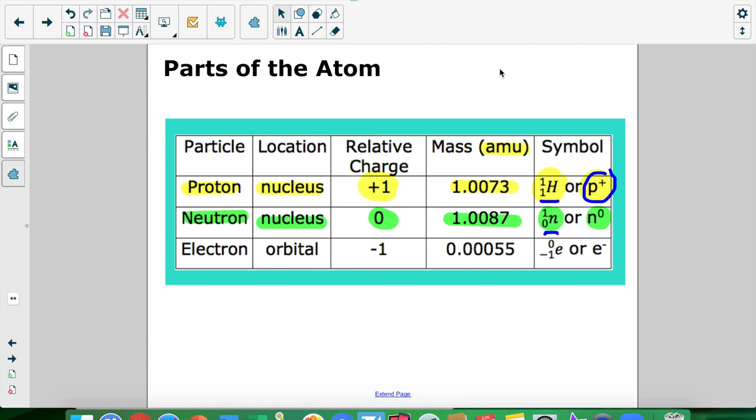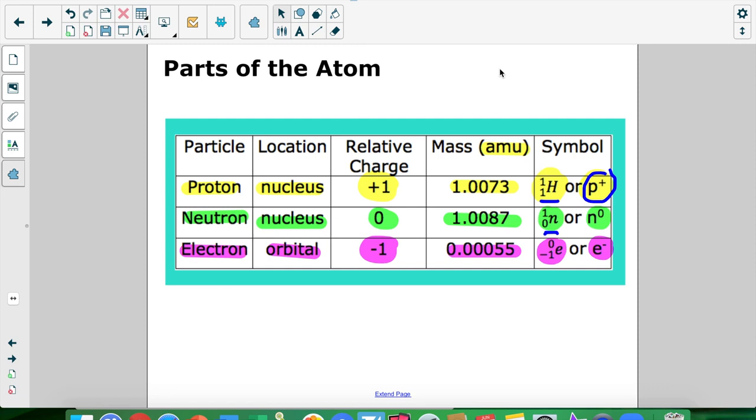And the third subatomic particle, again, is the electron. The electron is located in the 3D regions called orbitals around the nucleus. The charge of the electron is -1, the opposite charge of the proton. Its mass is very, very small, 0.00055. The electron also could be represented in two different ways: like this, 0 and -1 with an e, or e negative. Both of them are valid. You need to know both of them.